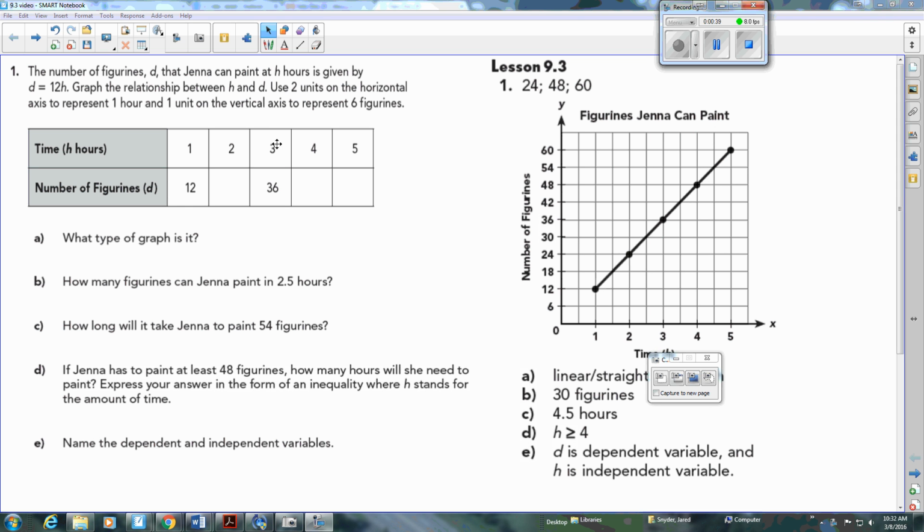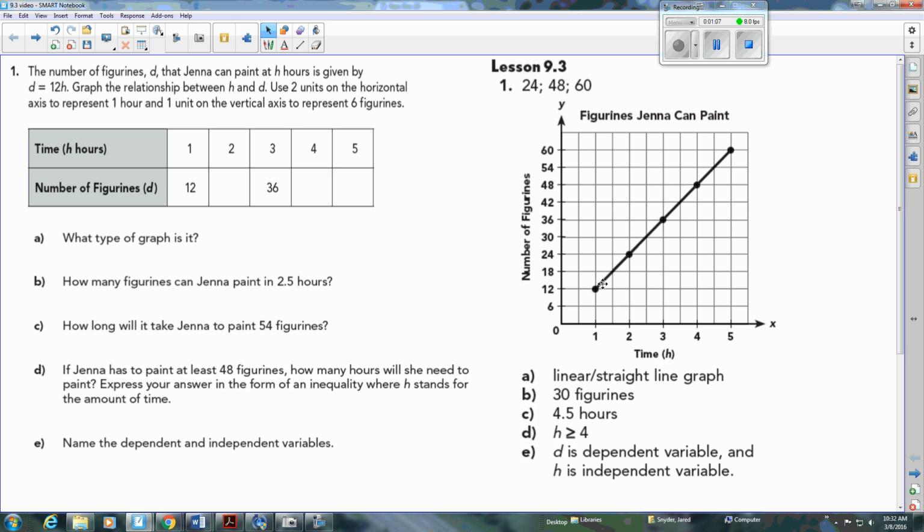And 3 times 12 is 36. 4 times 12 is 48. 5 times 12 is going to be 60. Then you would have to do the second part, which says use 2 units on the horizontal axis to represent 1 hour and 1 unit on the vertical axis to represent 6 figurines. So they wanted you to count by sixes, basically. So they spread it out. If you guys did 1, 2, 3, 4, 5 right across the bottom, that's fine also.